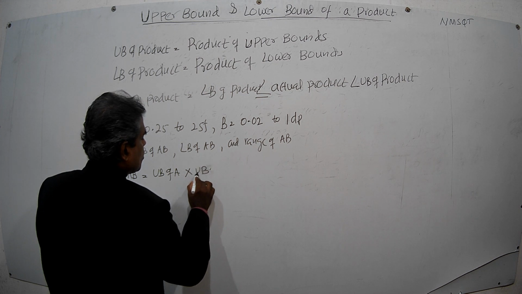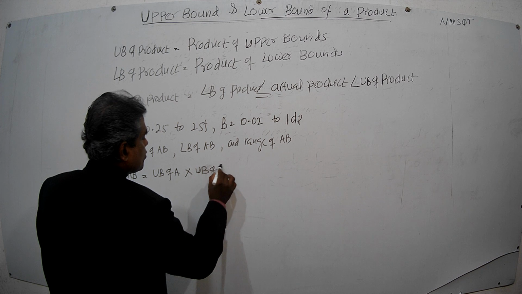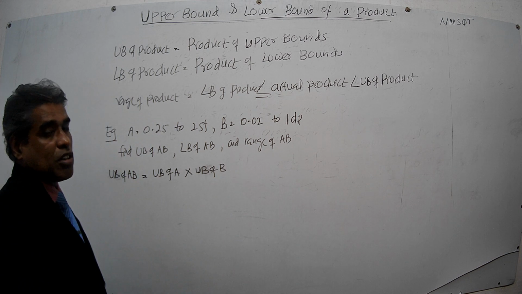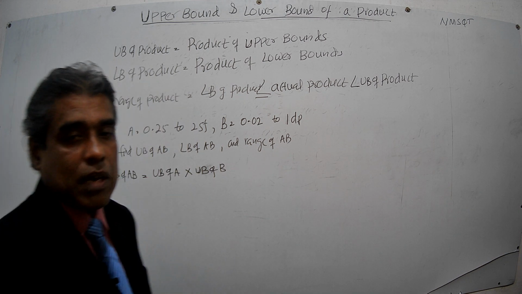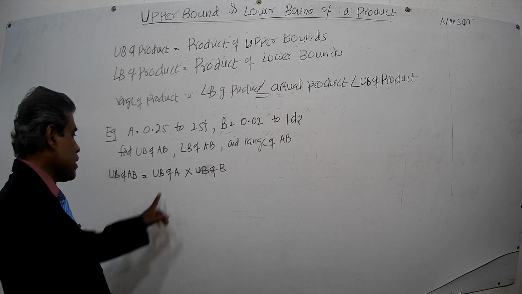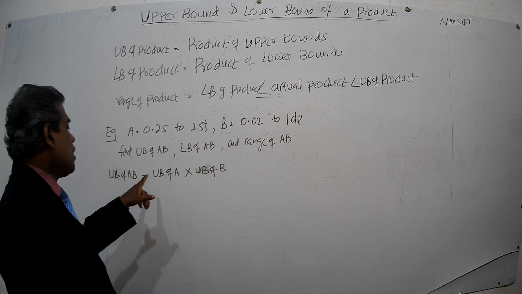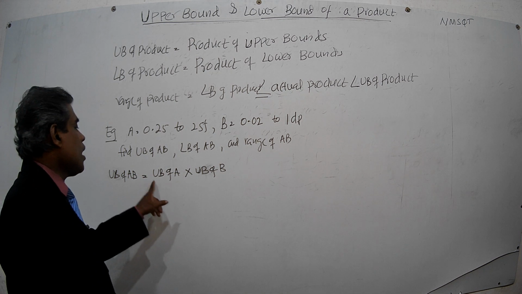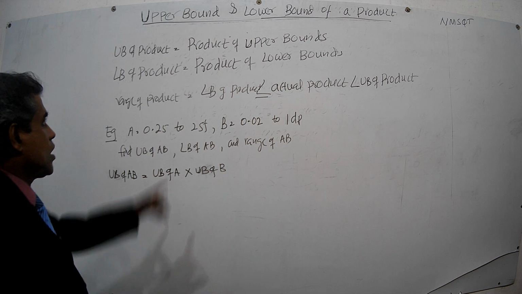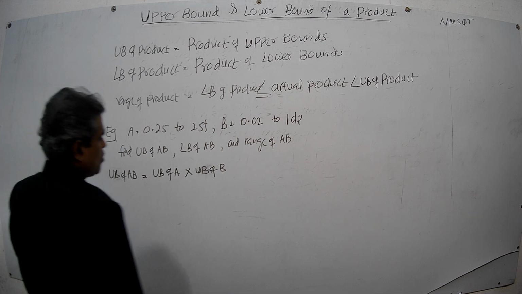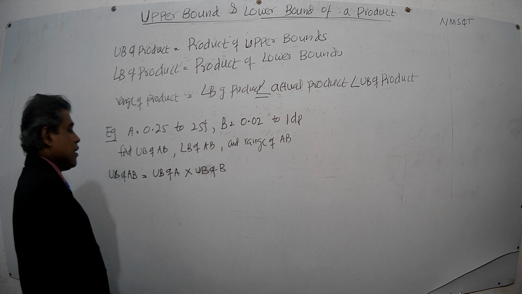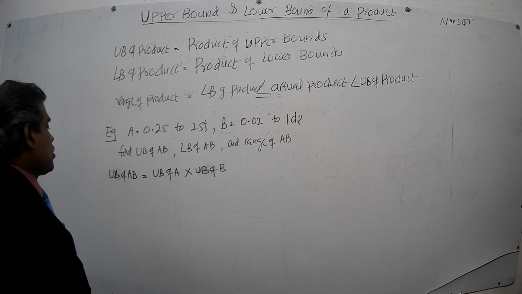Upper bound of B. So that is how we find the upper bound of A into B, A multiplied by B. You multiply the upper bound of A by the upper bound of B, right? That is what is meant by the product of upper bounds. Multiply the two upper bounds to get the upper bound of the product, right?